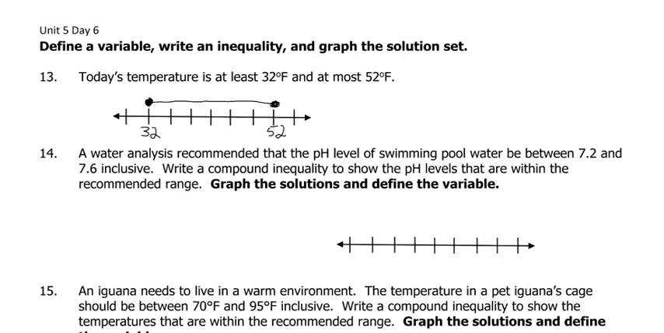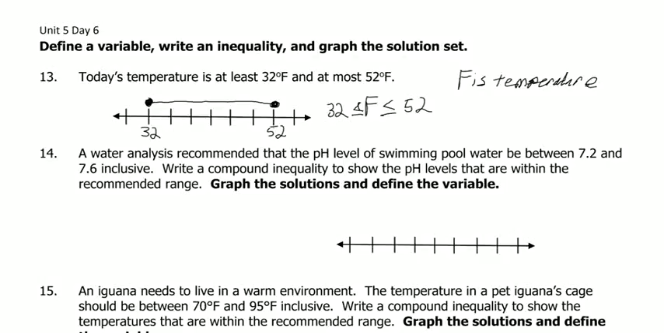So that means that F had to be between 32 and 52. And since those are both darkened or closed dots, that means that we got to put our line underneath it. And F is temperature. Okay. All right. That's not hard, right?